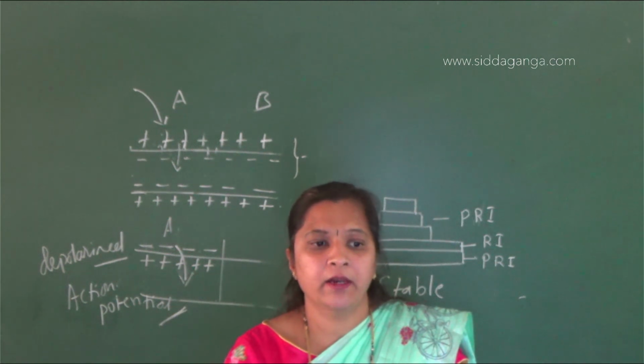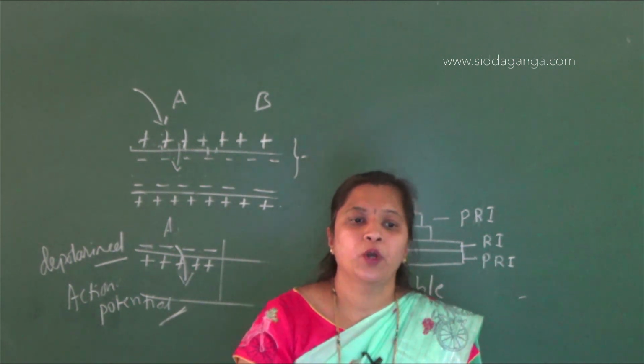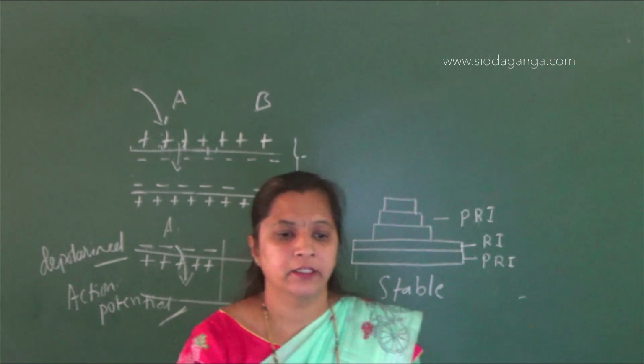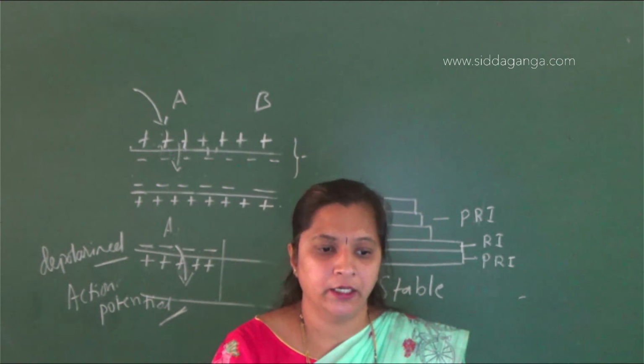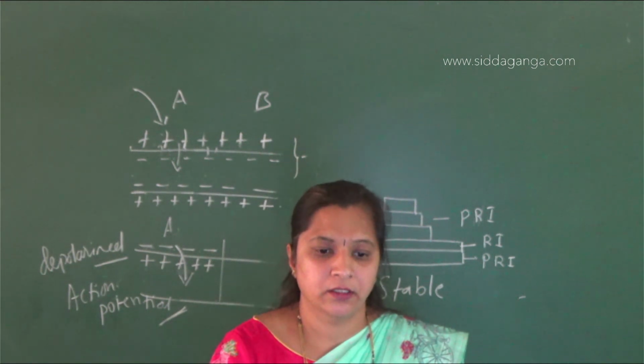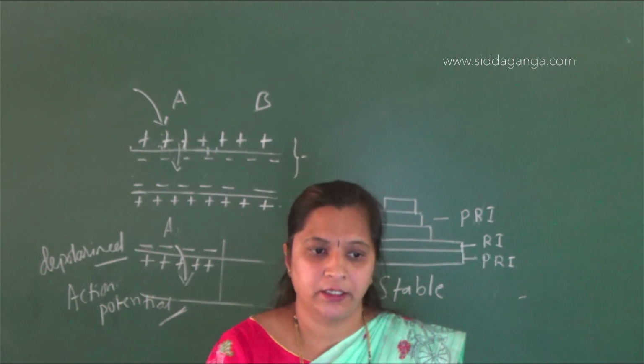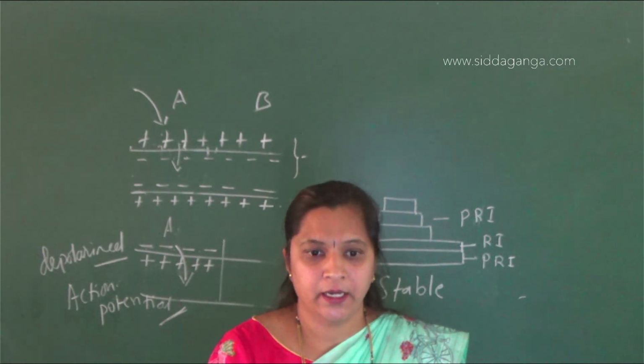So the right pair of characters that contribute to an increase in population density is natality and immigration. That is the second option. So the second one is correct here: natality and immigration.